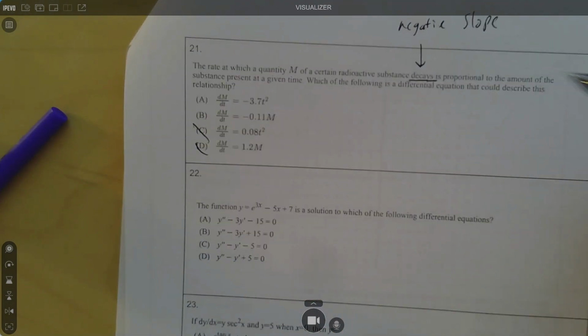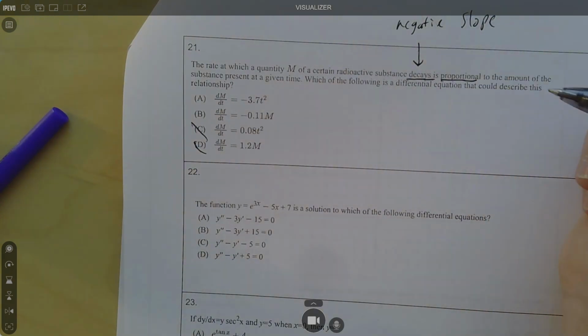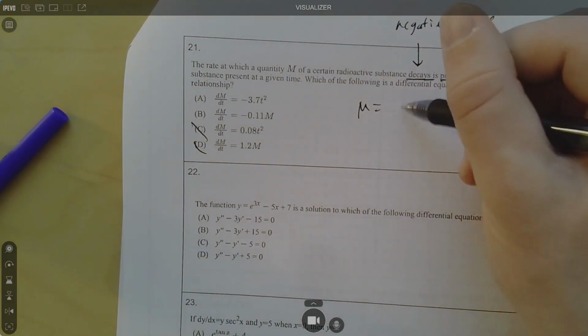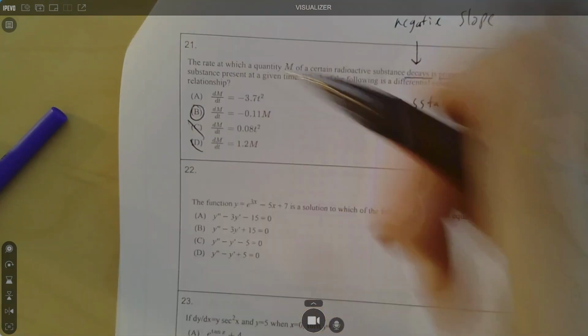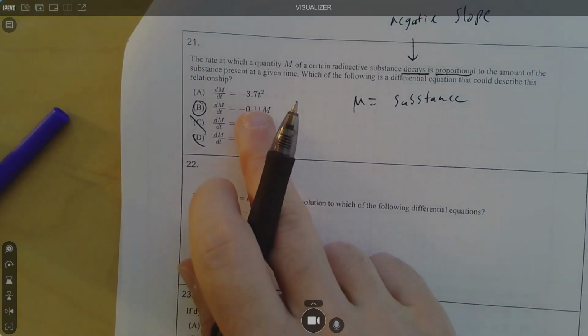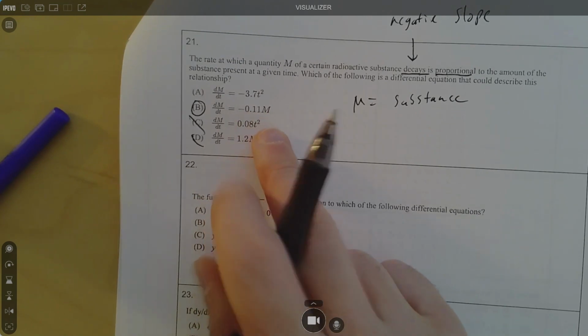And it says proportional. Again, proportional means multiply to the amount of the substance present at that time. So I mean M is substance, so it must be B. Because it's not proportional to time squared, it's proportional to substance. Okay?